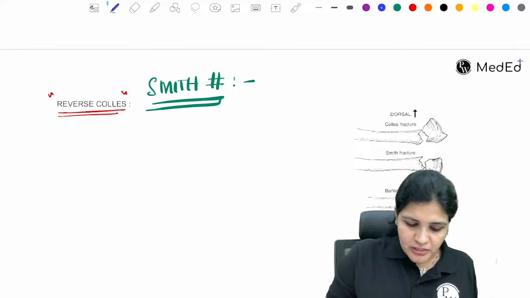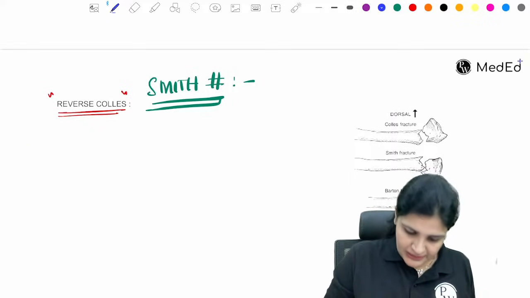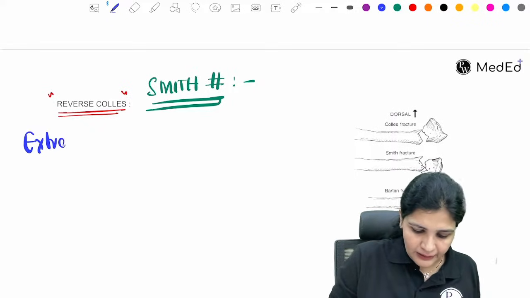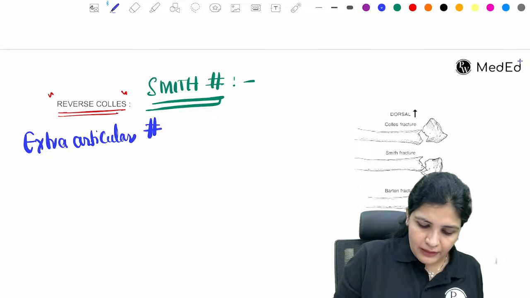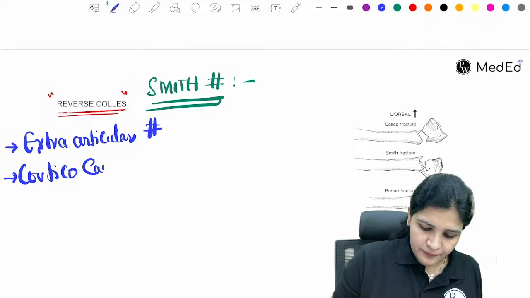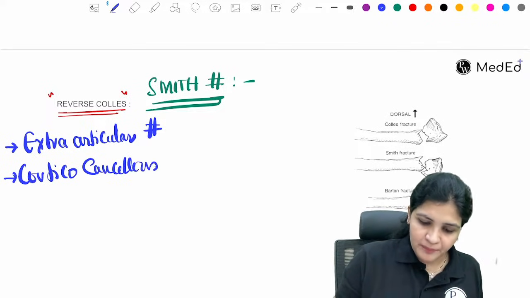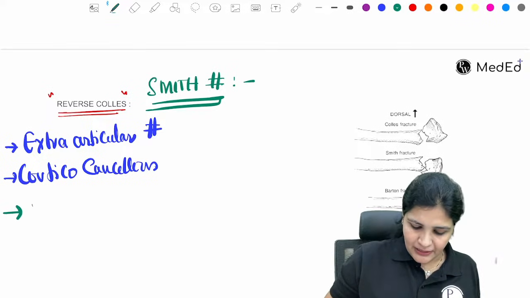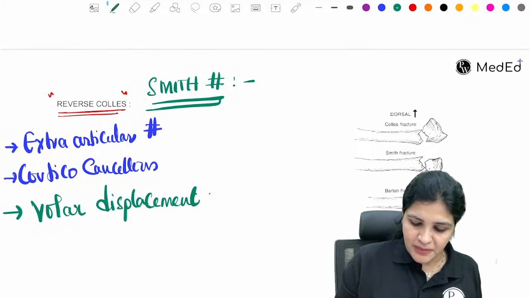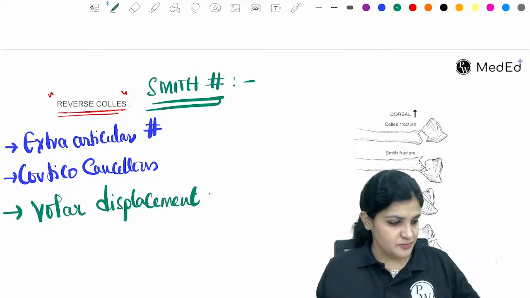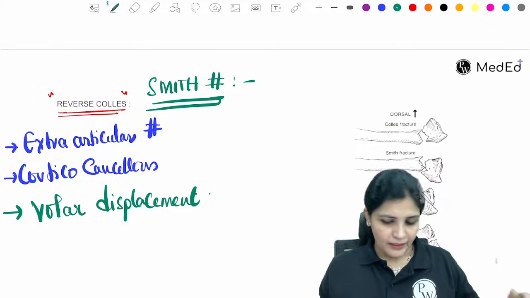The Smith fracture is again an extra articular fracture, again at the same corticocancellous junction. But what is the twist here? The displacement. Here the displacement is volar displacement. There it was dorsal displacement, here it is volar displacement.